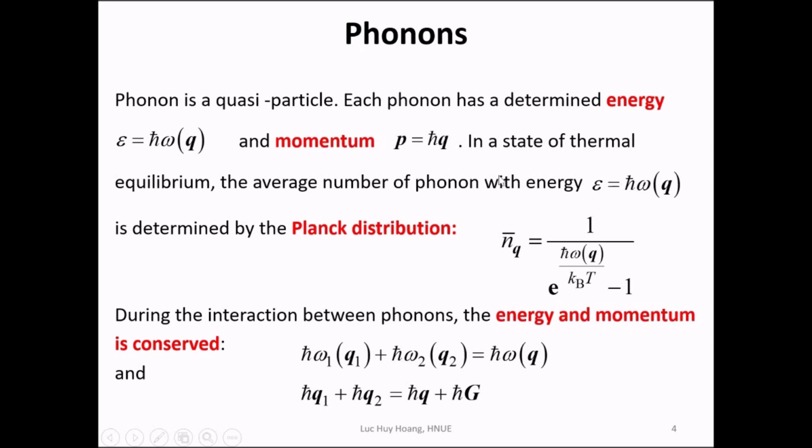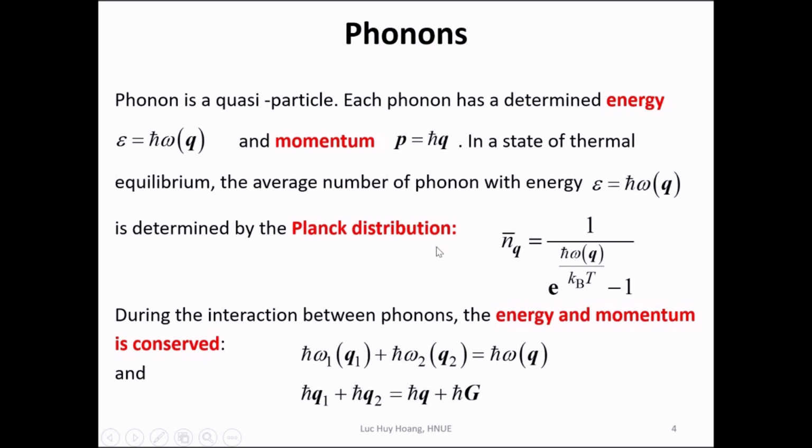Okay? And because this is a system of phonons, it has a distribution of the particles. Remember, it's a quasi-particle. And for the particle distribution, we have the Planck distribution, n-bar q equals 1 over e to the power of ħω_q over k_B T, minus 1. Later we will have time to discuss this distribution.